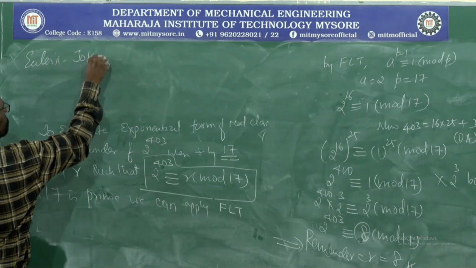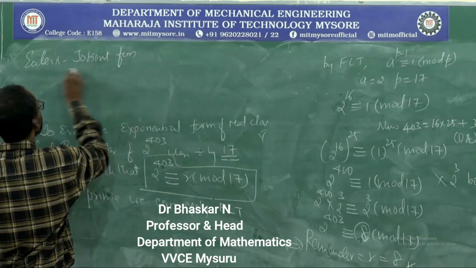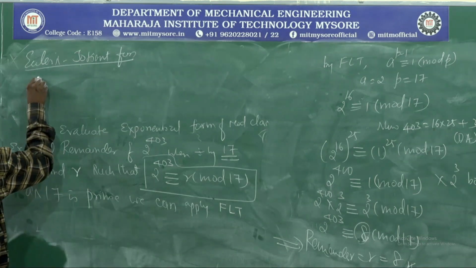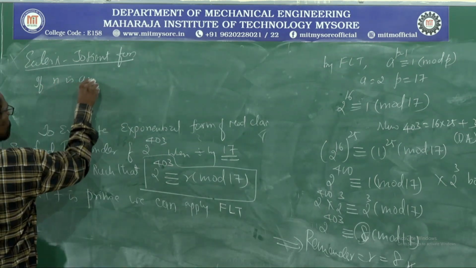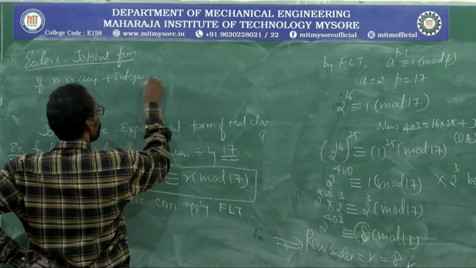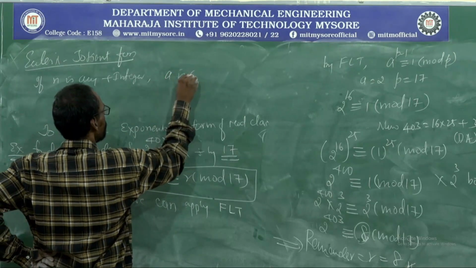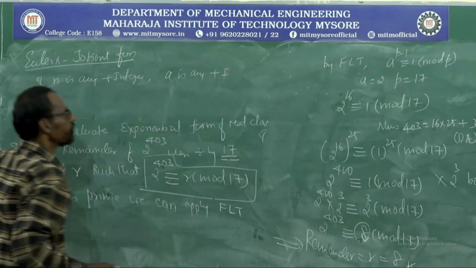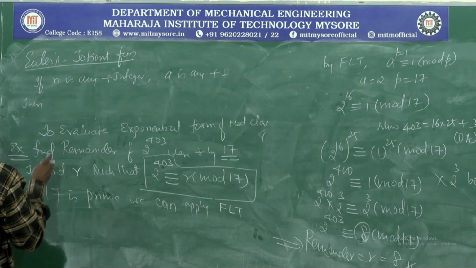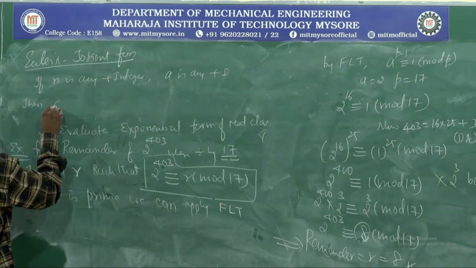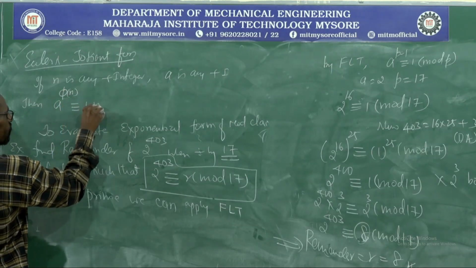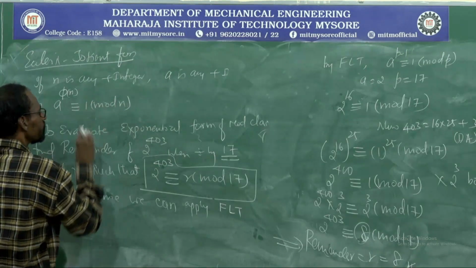Euler's totient function. What is Euler's totient function? If n is any positive integer, a is any positive integer, then a raised to phi of n is congruent to 1 modulo n.